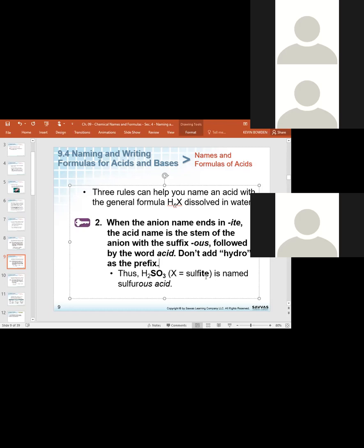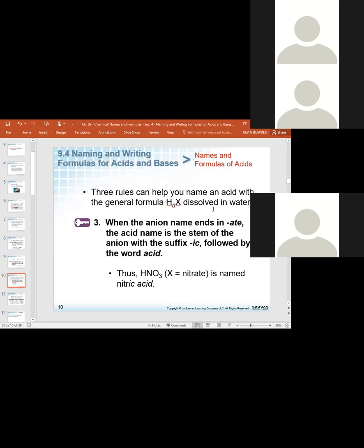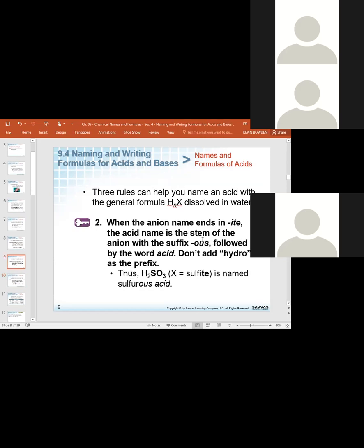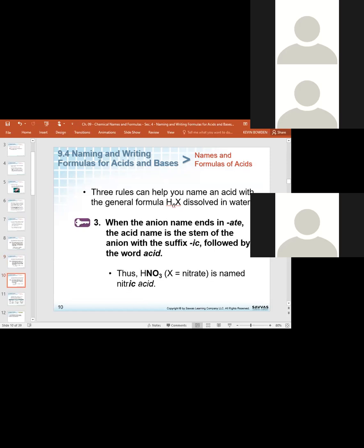So anyway, then we have ate, and ate is by far the most common thing. And so here we have HNO3. NO3 is nitrate, NO3 1 minus rather, and so it's nitric acid. So ic again, just like with the monatomic ions, we have ic. So anytime you see an acid, it will either be ous acid or ic acid.